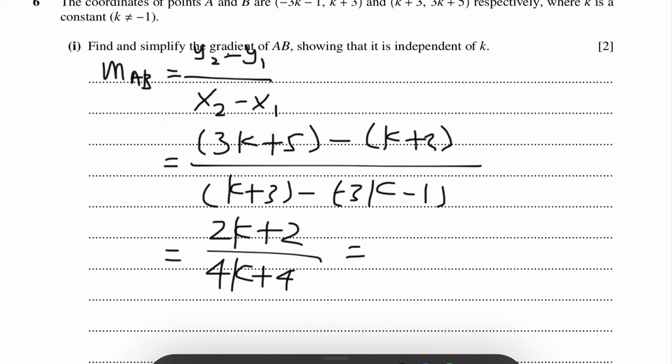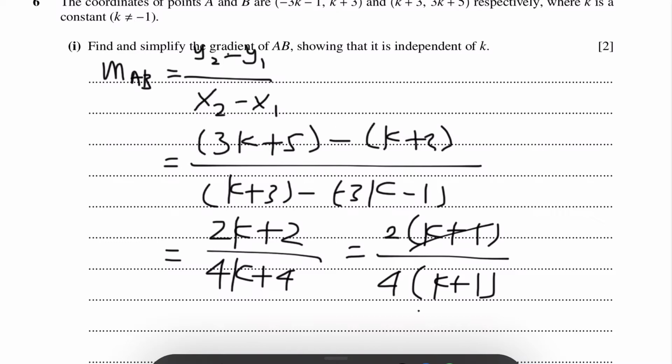And you can factorize the 2 from the top and 4 from the bottom. Since you have k plus 1 for both, you can cancel that out, so you have half. Rewrite this as the m of AB is equal to half.